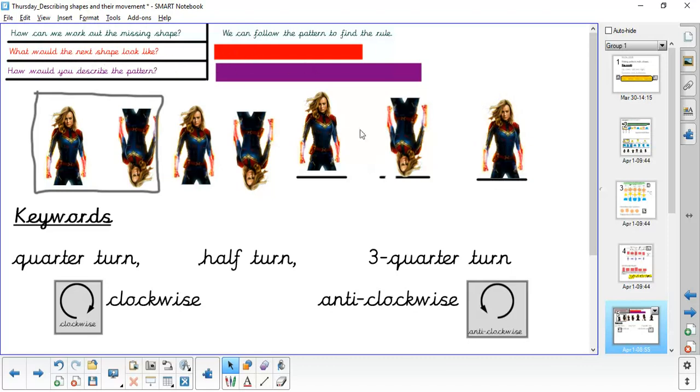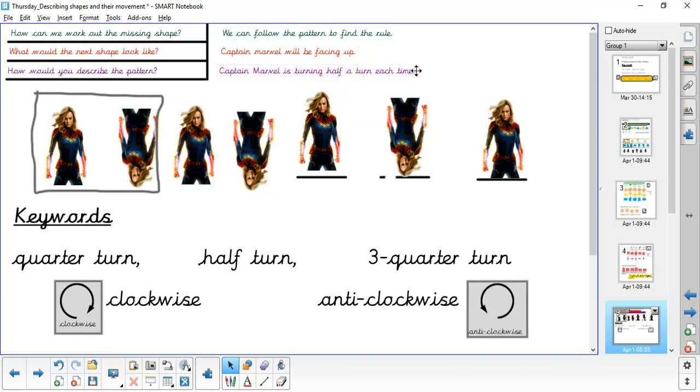What would the next shape look like? Well, we've just done that. So Captain Marvel will be facing upwards. And how would you describe the pattern? Have a quick go at writing that one down using the keywords here. Great. So the way that you might want to write this down is Captain Marvel is turning half a turn each time. Now, I haven't used clockwise or anti-clockwise there because you could actually use both of them.